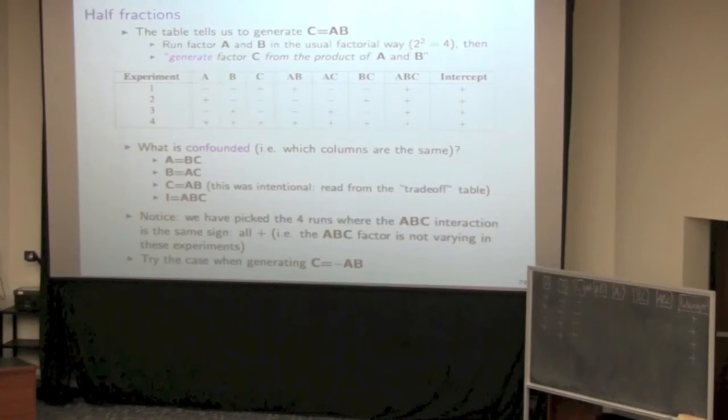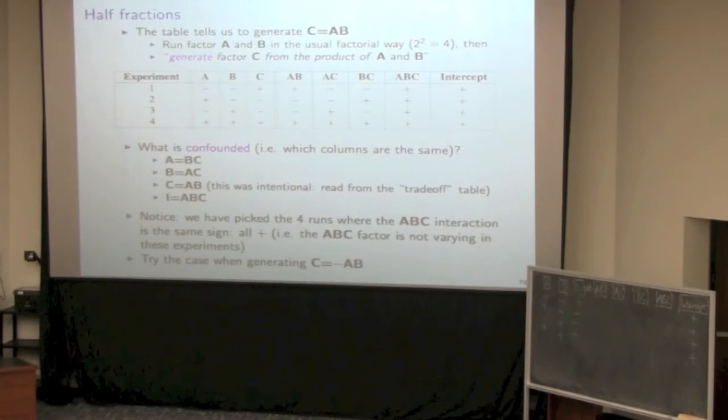In other words, that's what we pay. That's our cost for running half the number of experiments. You don't ever get away with anything. You do less work, you pay less money, but the price you pay is you will not be able to tell these factors apart from the others.